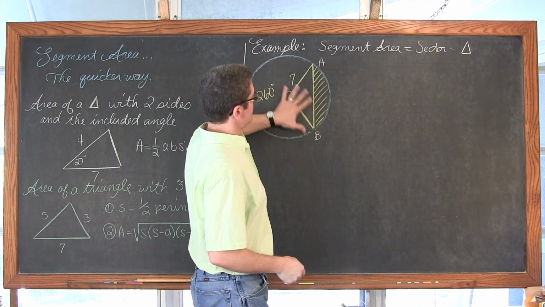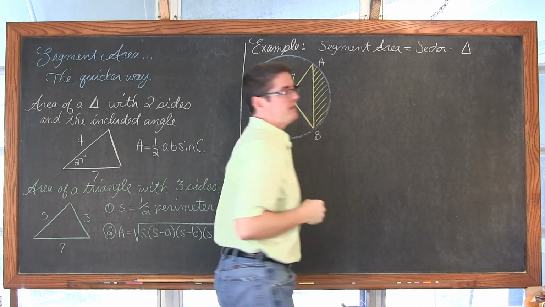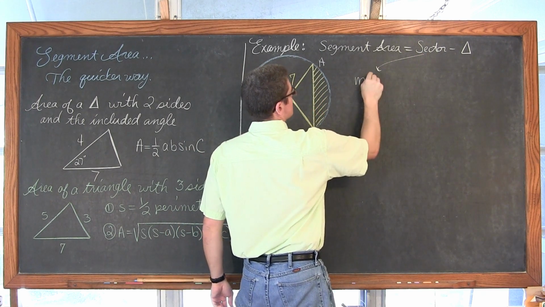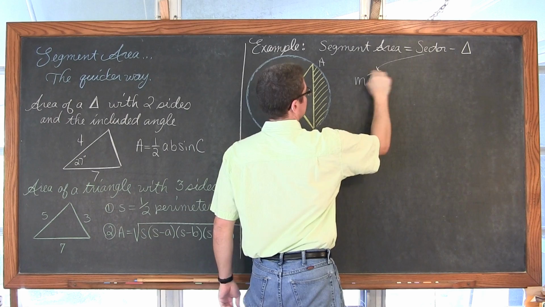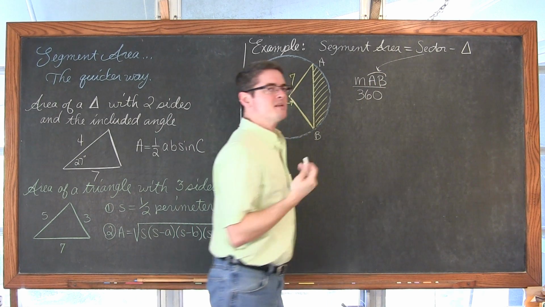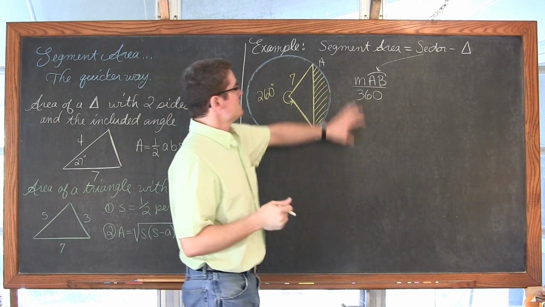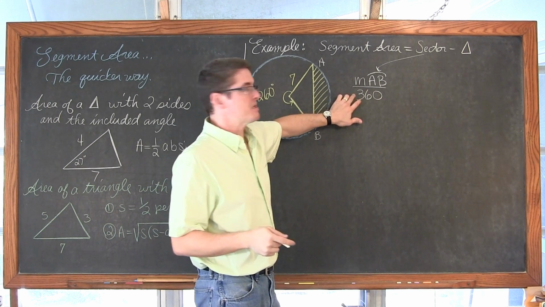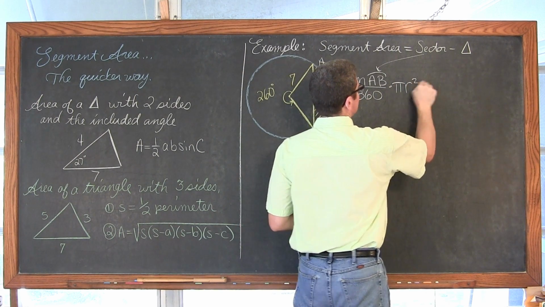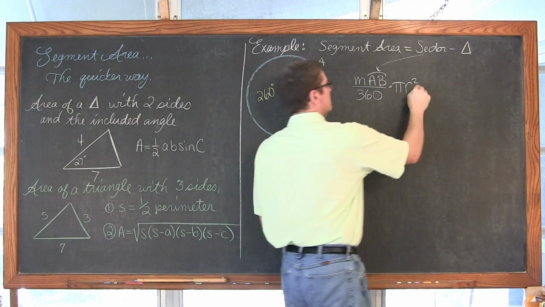So we're going to find the area of the sector right here. To find the area of a sector, the sector area is the measure of your arc, in this case arc AB, over 360. And again, all that is part over whole. It's just what percent of the circle do you want to find the area of. So it's the measure of the arc over 360 times what percent of the area of the circle you want, so what percent of pi r squared, minus the area of the triangle.